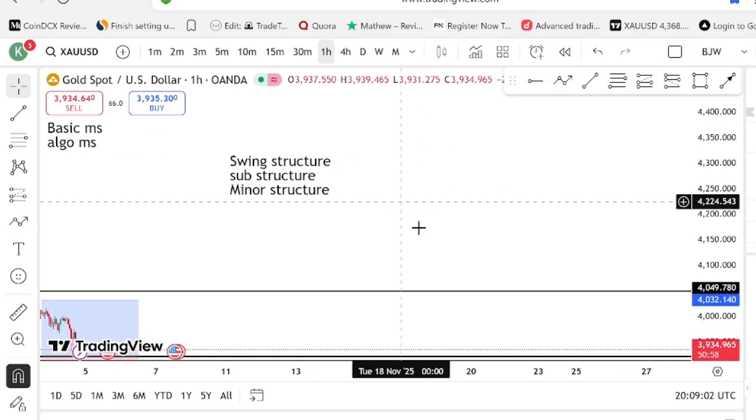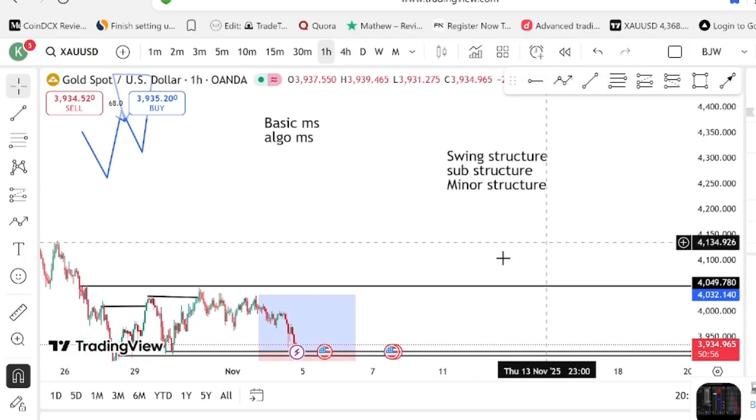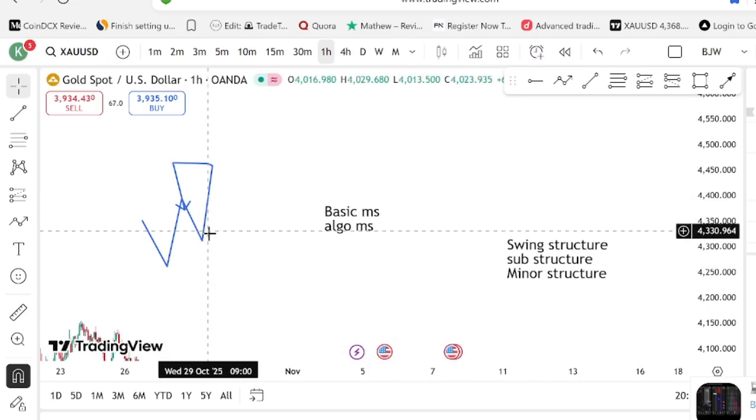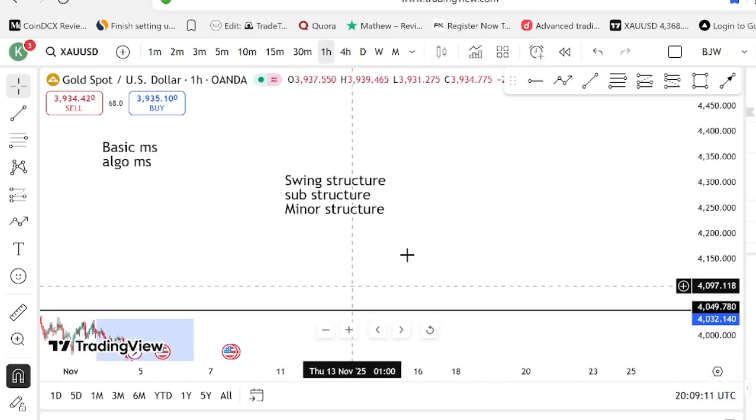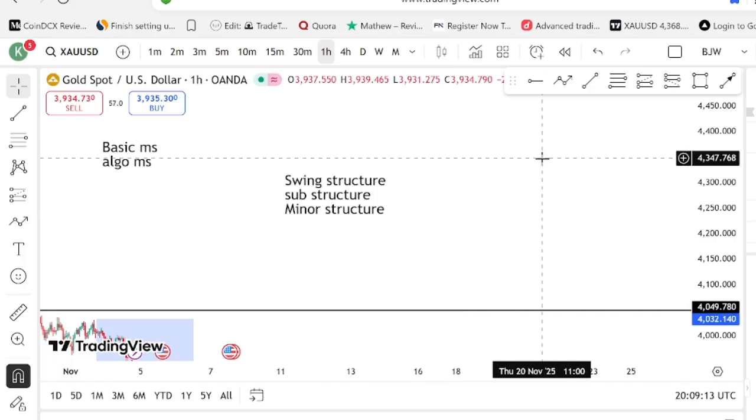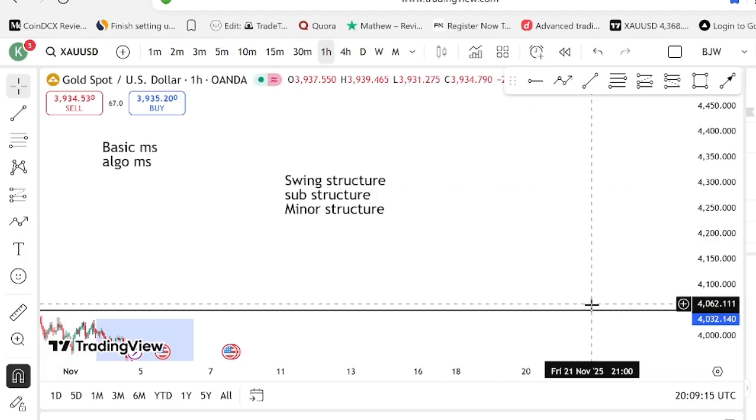Now, we all know that price gives us a higher high, higher low, higher high, higher low in a bullish trend, while in a bearish trend we have lower high, lower low, lower high, lower low. Now, we have the swing structure. What is a swing structure? The swing structure helps us to determine the current trend of the market.